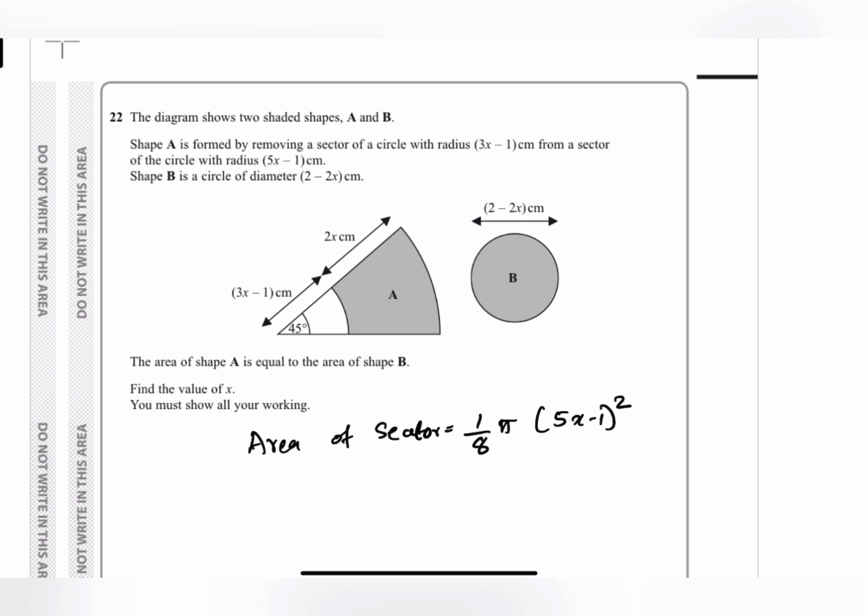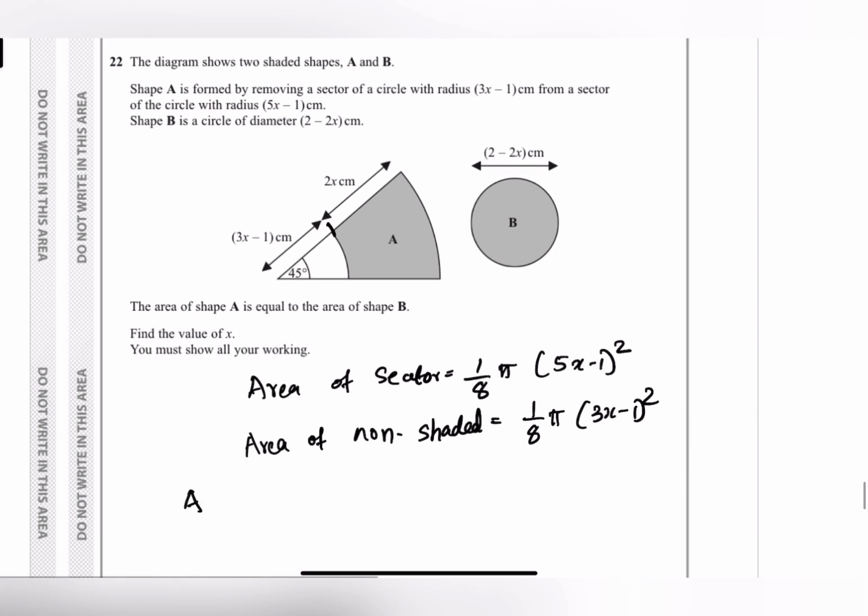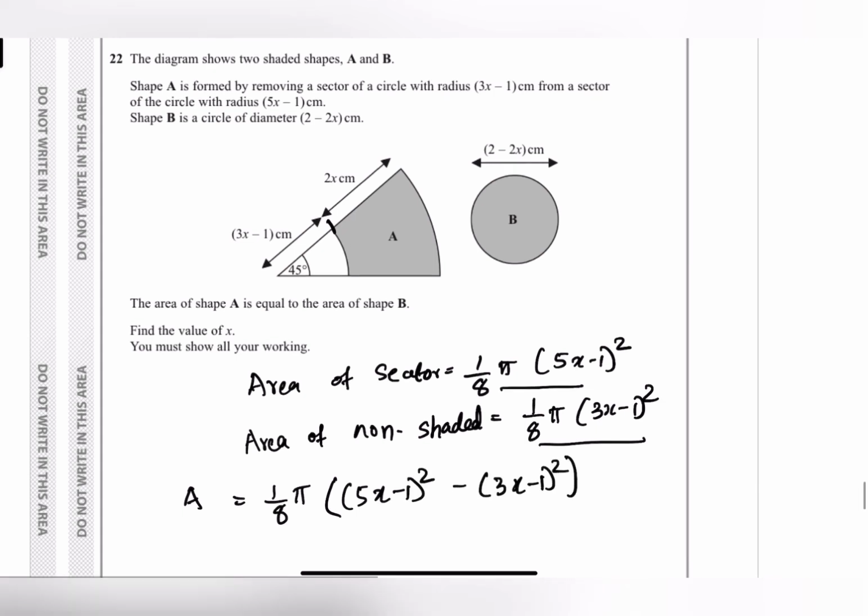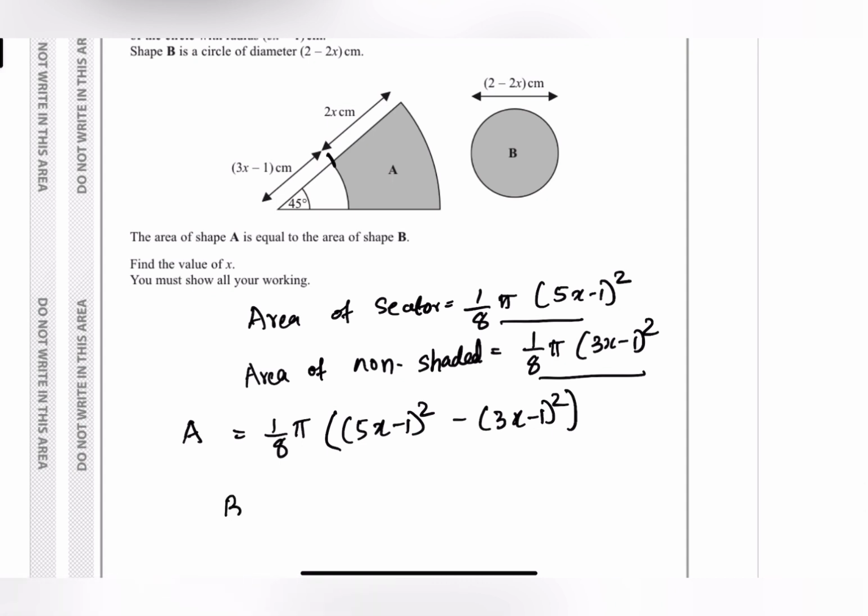So the area of the non-shaded region, which is this until this point, will be 1 over 8 pi times 3x minus 1 whole square. So you can say the remaining area A will be this minus this: 1 over 8 pi times 5x minus 1 whole square minus 3x minus 1 whole square. Similarly, you can say the area of B will be pi r square. So your r will be 2 minus 2x over 2, which is pi times 1 minus x whole square.